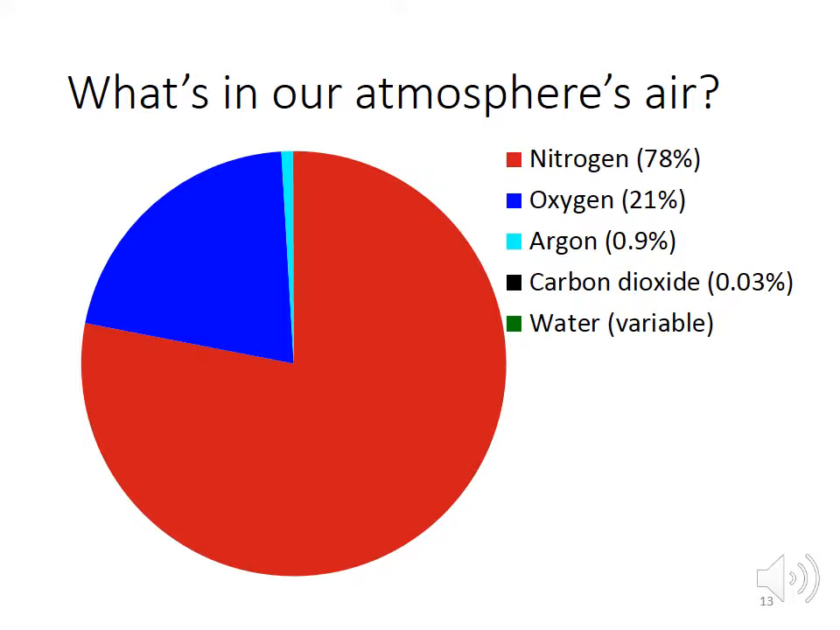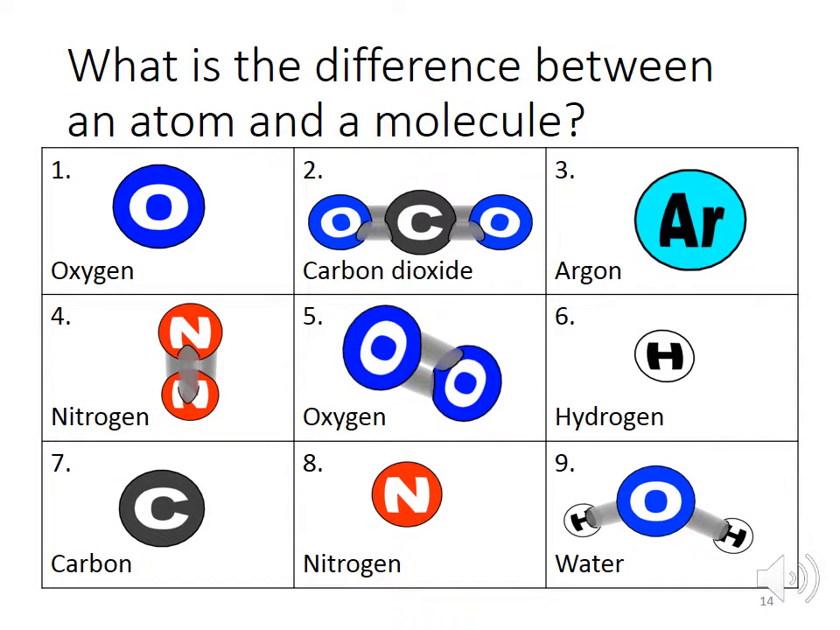So hold on a minute, because we're saying nitrogen and oxygen and argon, those all sound like atoms, right? But we're not talking about atoms in this case. When we say what makes up our atmosphere's air, we're talking about nitrogen molecules, oxygen molecules. So now we have to consider the question, what's the difference between an atom and a molecule?